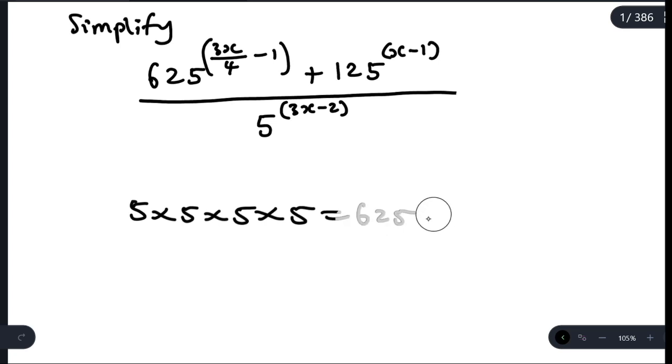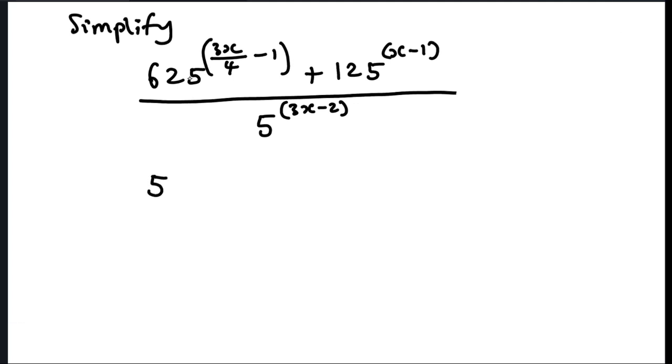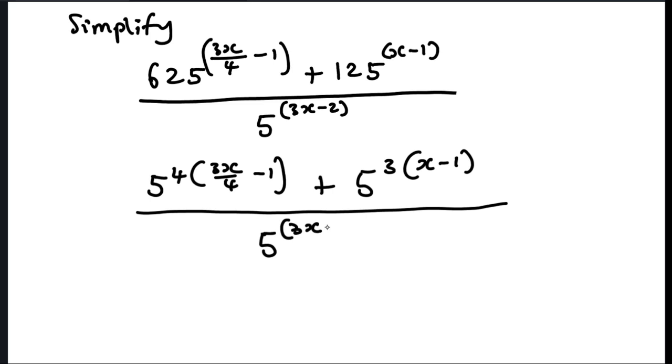Same thing as 125 that we have here. I'm going to express it as a power of 5. So that will be 5 raised to the power of 4. That's this one here. Now this is 625, and then times what I have in the bracket, just 3x over 4 minus 1. Then plus, what about this now? 125 is 5 raised to the power of 3 because 5 times 5 times 5 is 125. So let's have x minus 1 here. What I have in the denominator stays the same because it is already having a base of 5.